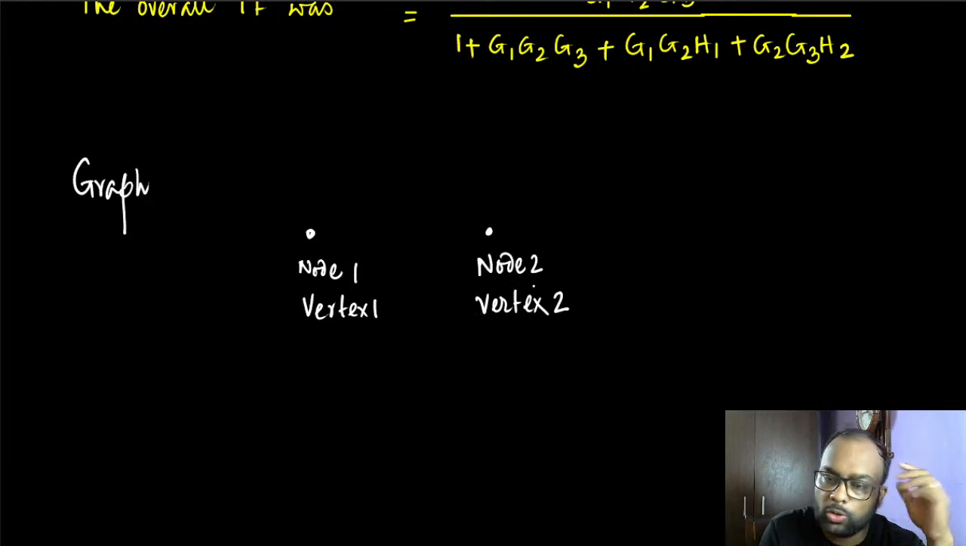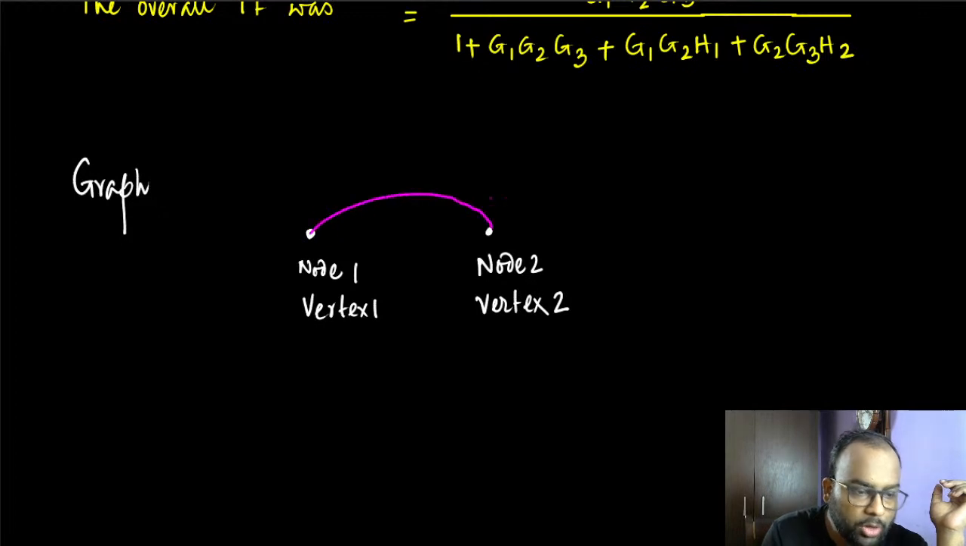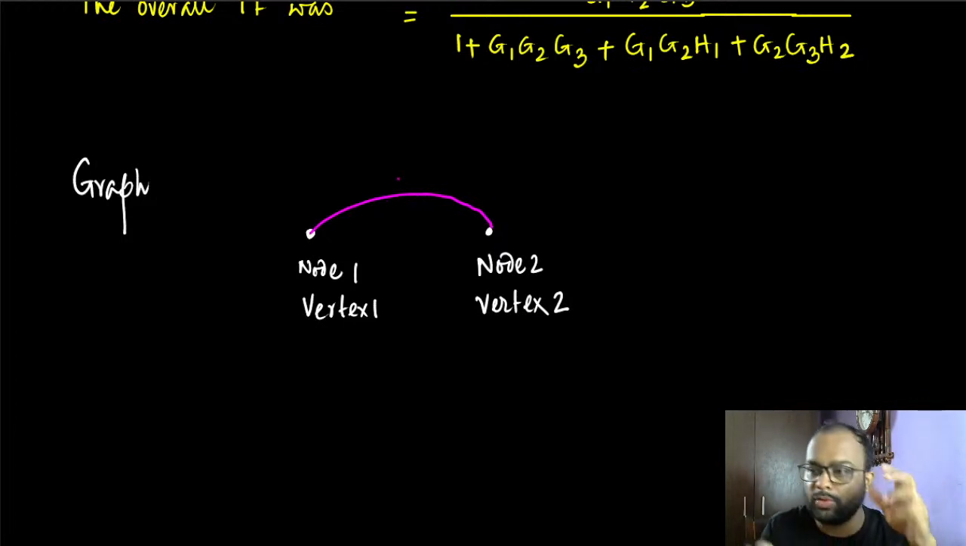Okay, so nodes or vertices, and then you have certain connections between those. So this is in mathematics what is called a graph. Whenever we say graph, we are not talking about plots. We are talking about something like this, a depiction of the connection between nodes.